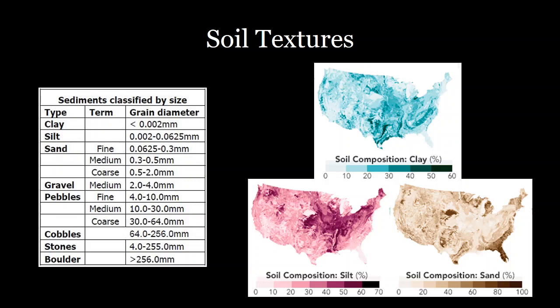And so you can see here the different maps of the distribution of clay, silt, and sand. You can see, for example, sand dunes in this region and heavily sandy soils in Florida with all those beaches. And then you can see the Pine Barrens too in New Jersey that have highly sandy soils.